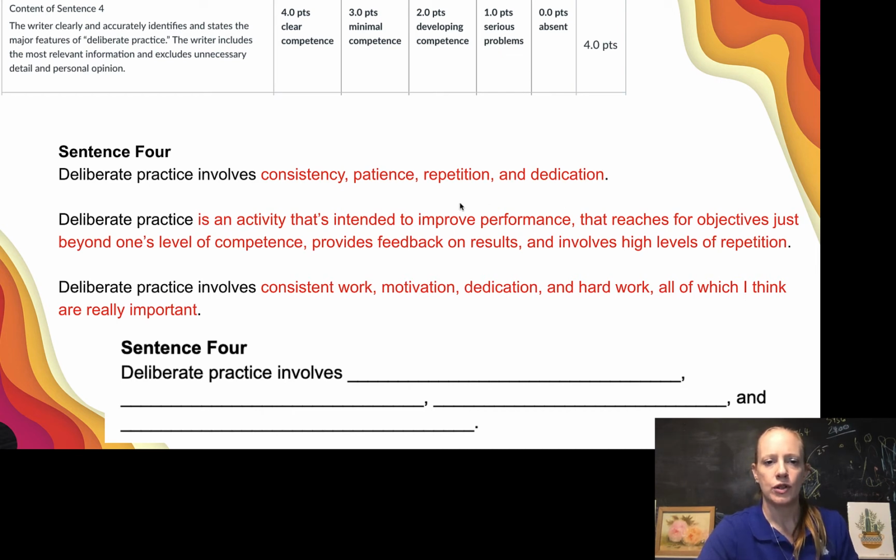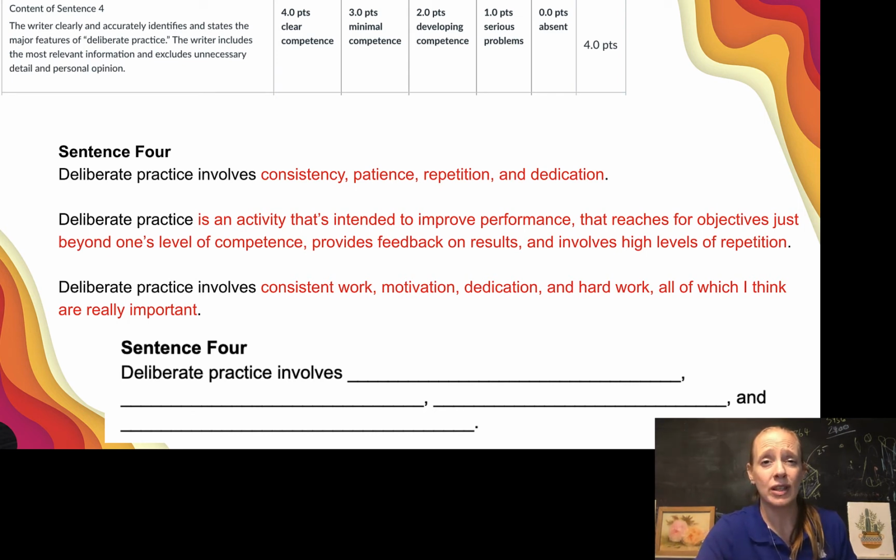I want to first show you this one here, and then we'll talk about this first one. Deliberate practice is an activity that's intended to improve performance. It reaches for objectives just beyond one's level of competence, provides feedback on results, and involves high levels of repetition. Now, this one right here uses the words that I used in activities 17 and 18.